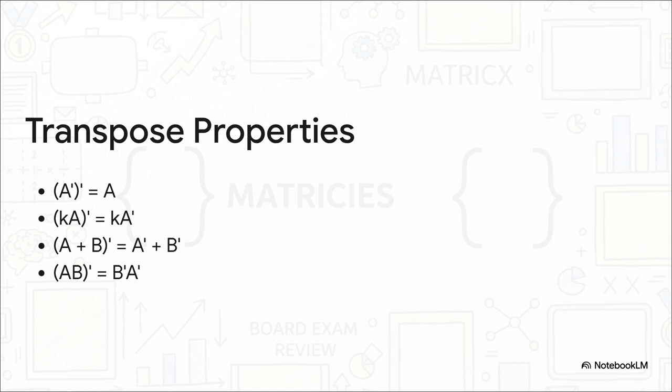But the real star here is the reversal law at the bottom. The transpose of A times B equals B transpose times A transpose. Examiners love testing this because students intuitively want to just write A transpose times B transpose. Do not fall for it. The order must flip to account for those complex row by column multiplication rules we just covered.